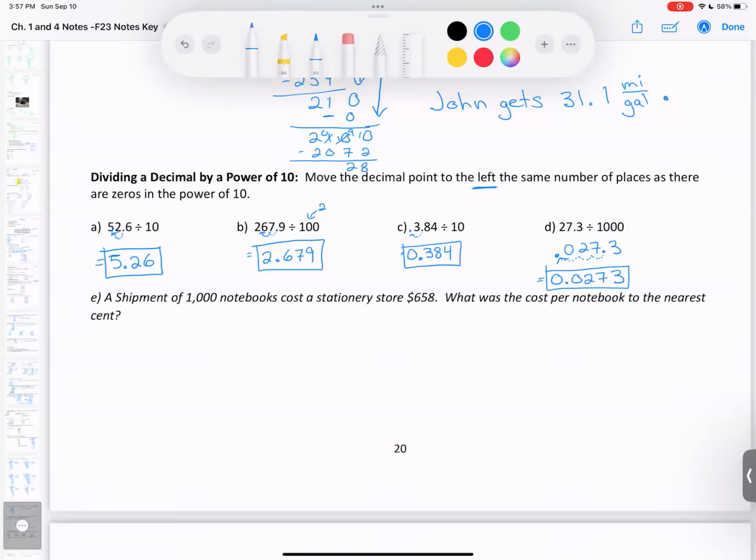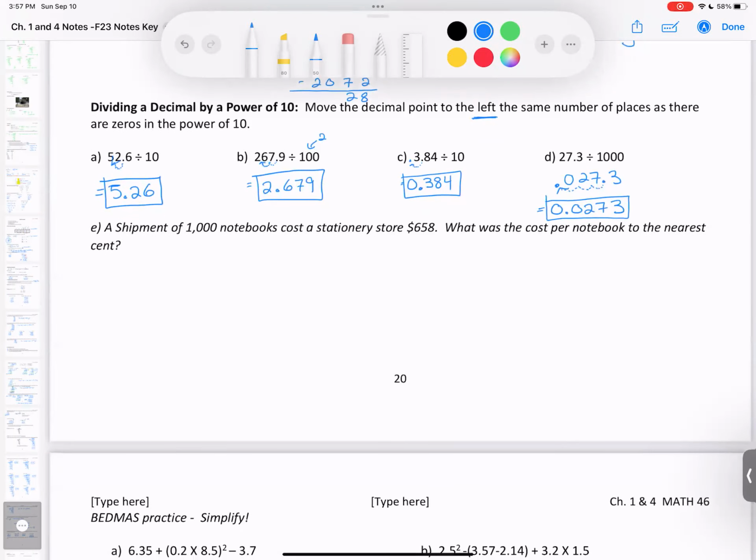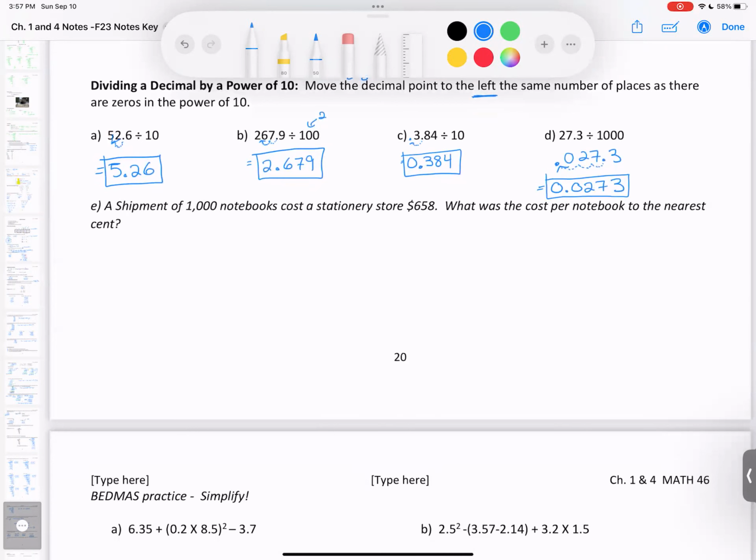All right. Now you could do those using the long division we learned in the last section. It will also work. This is just a faster way. So we have a shipment of 1,000 notebooks that cost the stationery store $658. And we want to know the cost per item, cost per notebook. So we have 658. Remember, our decimal on a whole number would be at the end, so it's right here. We're dividing that by 1,000. So our decimal place is going to go then 3 over to the left.